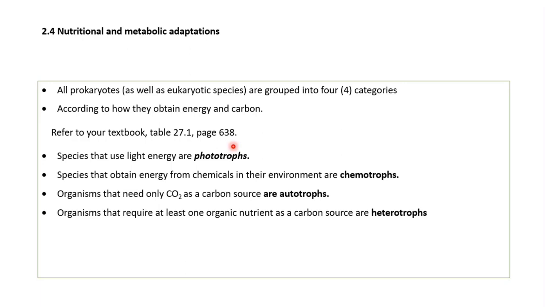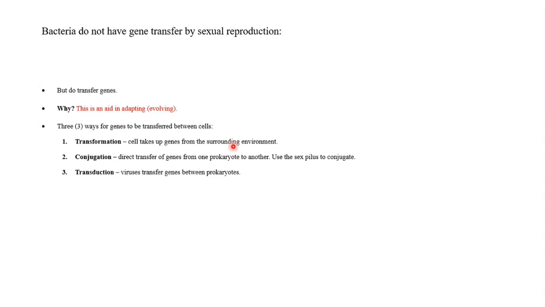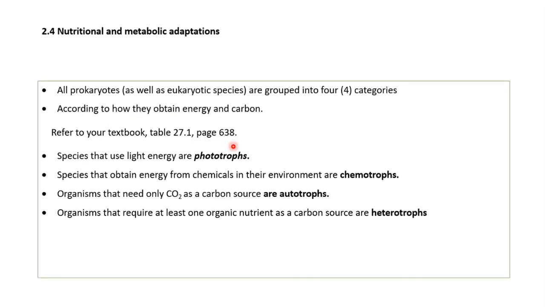Species that use light energy, taking energy directly from the sunlight, are known as phototrophs. Species that obtain energy from chemicals in their environment are known as chemotrophs. Organisms that need only carbon dioxide as a carbon source are autotrophs. Organisms that require at least one organic nutrient as a carbon source are heterotrophs.